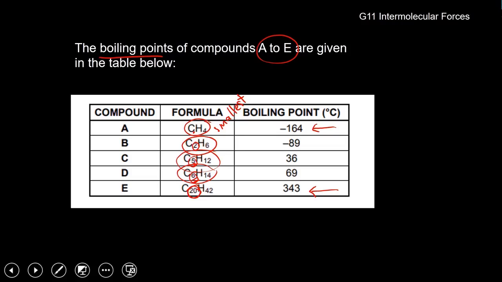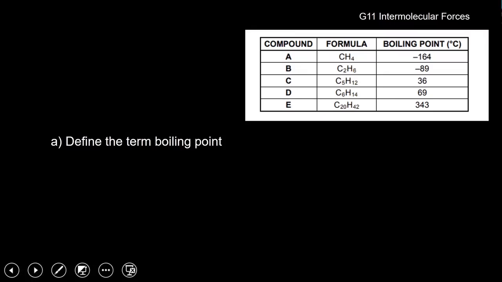That's telling you that as the compound or the molecule gets bigger, the intermolecular force is going to increase in strength. You need more energy to overcome those intermolecular forces, and therefore the boiling point is going to be higher. The first question that they ask you is, define the term boiling point. Okay, so this is a definition.